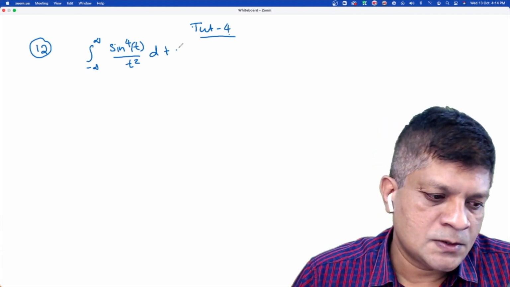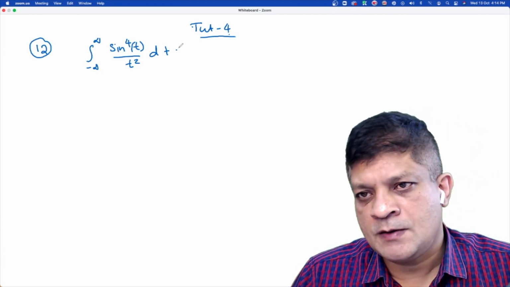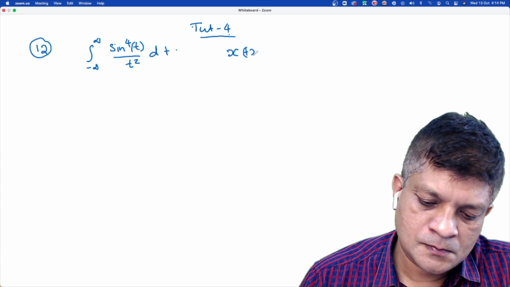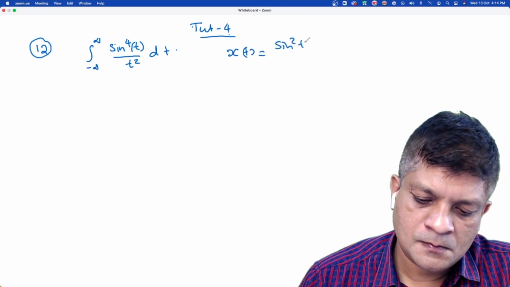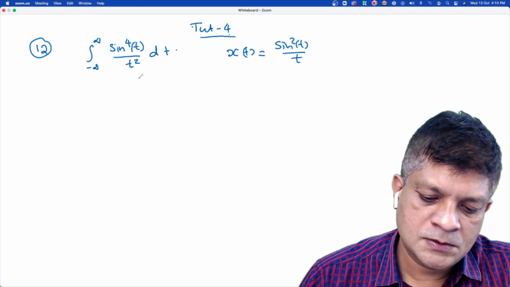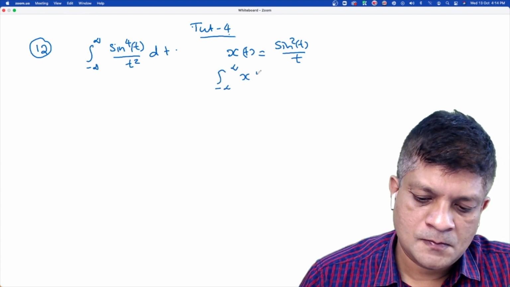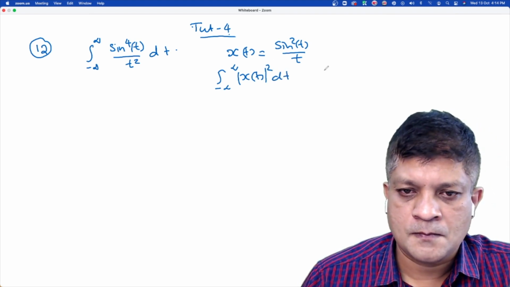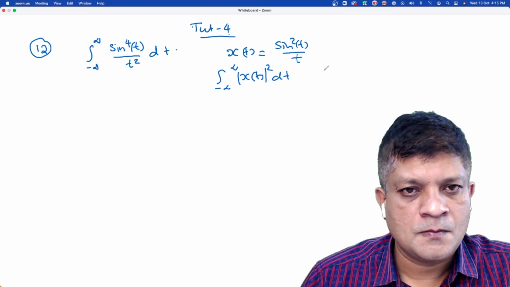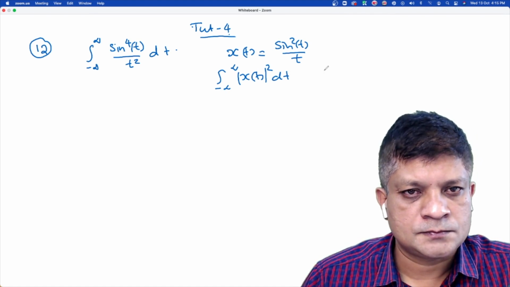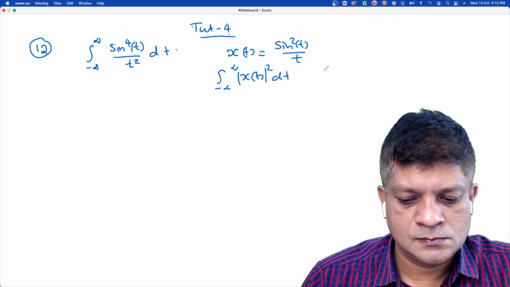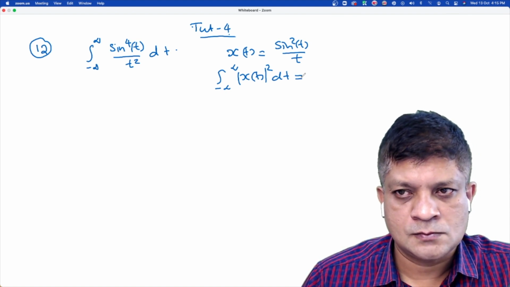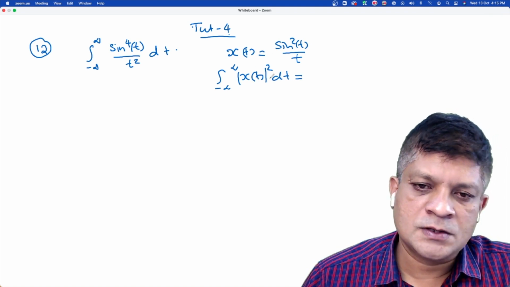So we have to evaluate this integral. Which property can we use here? Then what is this? Is it?